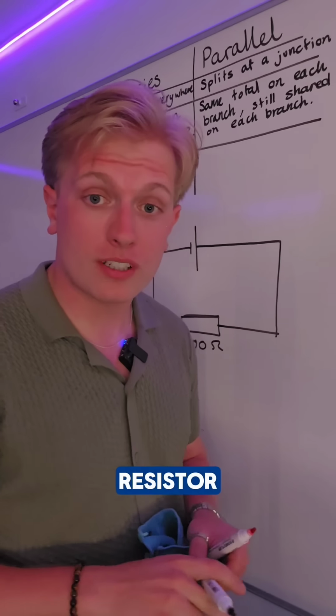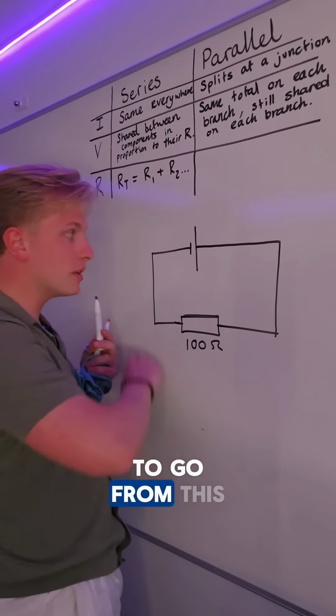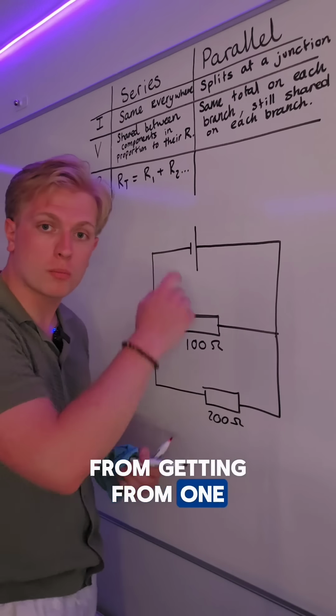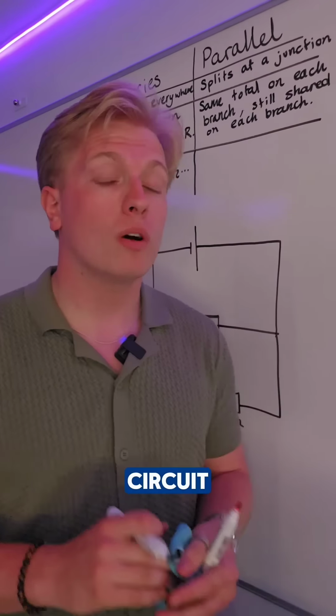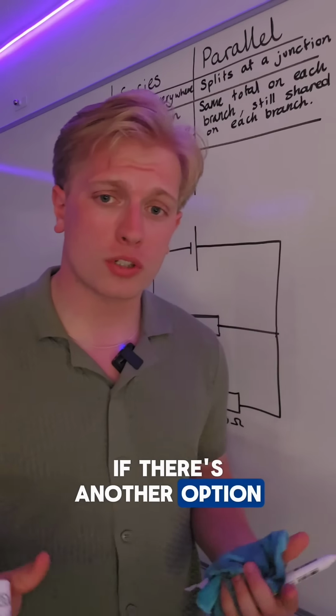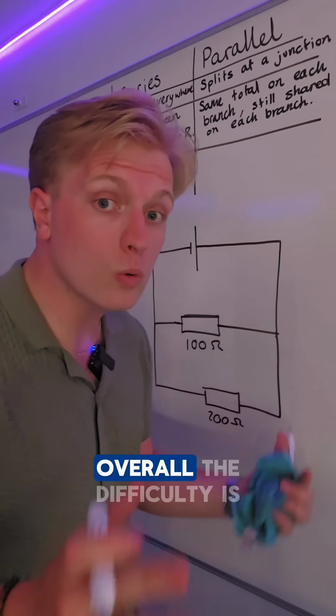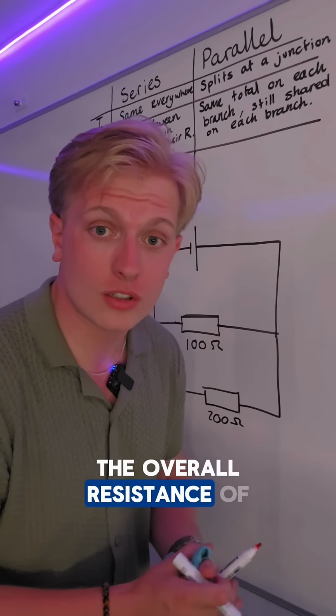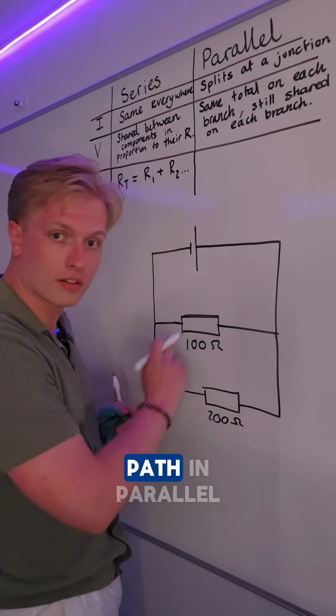If I add another resistor, another pathway for us to go from this side to this side, what would that do to the overall difficulty of us getting from one place to another now, getting around the circuit? Well, think of it just like traffic. If there's another option, another route for you to take, overall, the difficulty is a little bit less now. You have reduced the overall resistance of the circuit by adding this extra path in parallel.